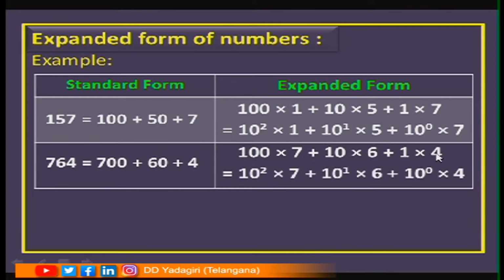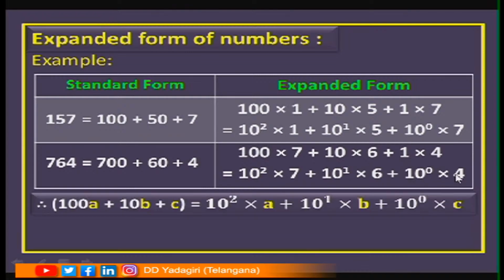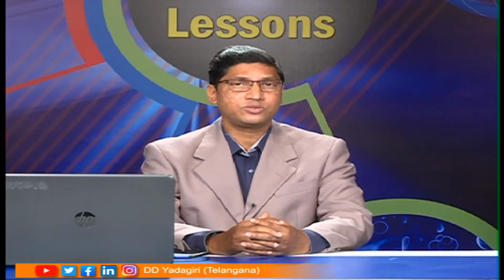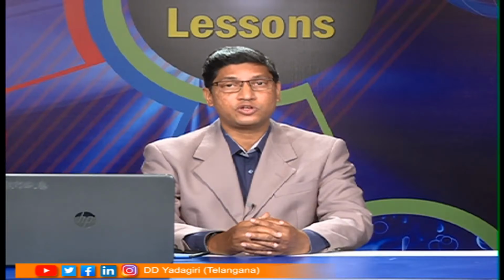Again, 10 is written as 10 square, into 7, plus 10 to the power of 1 into 6, plus again 1 is written as 10 power 0 into 4. So, 100a plus 10b plus c can be written as 10 square into a plus 10 to the power of 1 into b plus 10 to the power of 0 into c. Here a is in hundreds place, b is in tens place and c is in units place, or the ones place. So, children, let us move on to our next concept, that is factors and multiples of numbers.